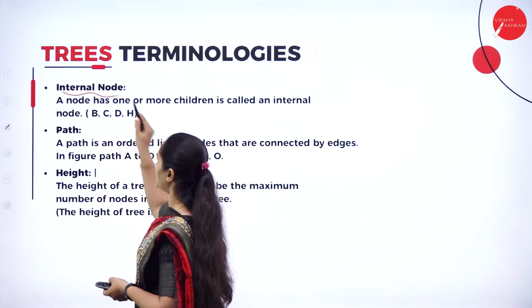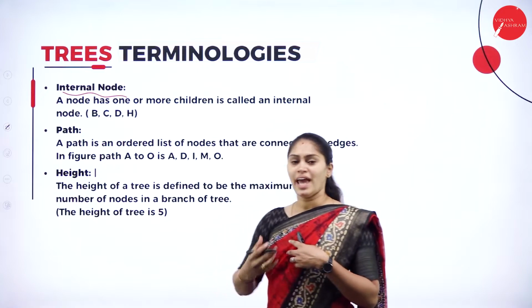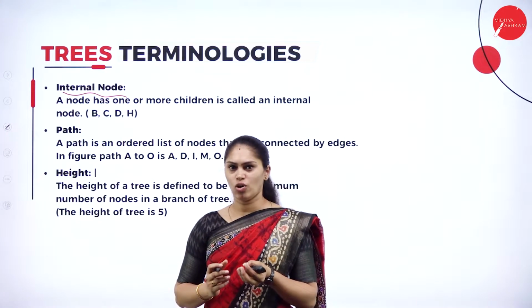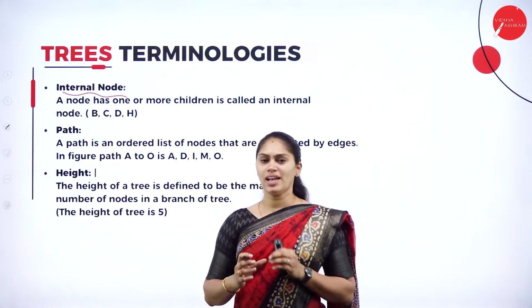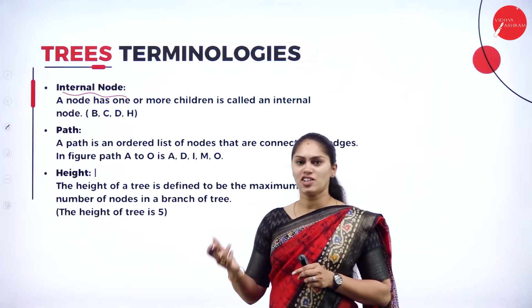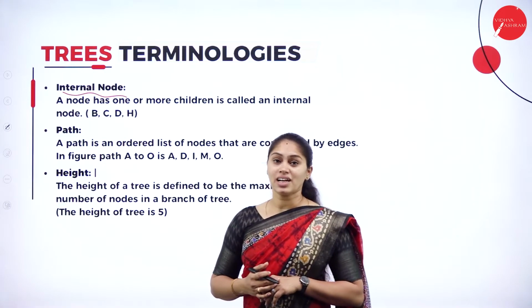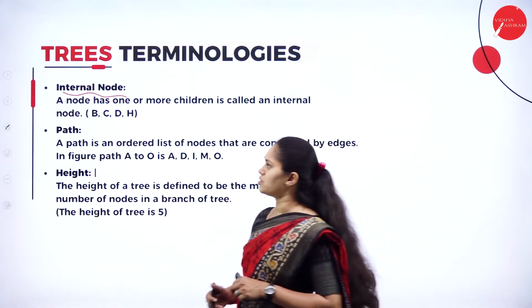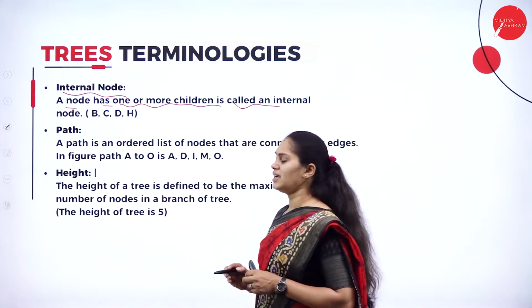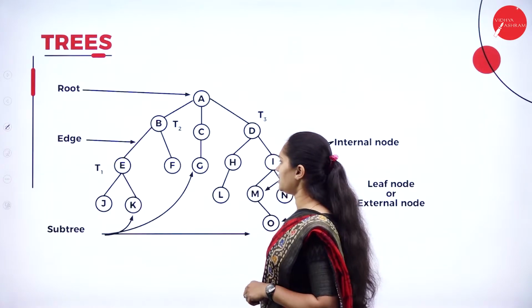Next we have an internal node. It is just the opposite of an external node. If a node doesn't contain any child or children in the tree, then we call that node an external node. If it has a child or children, then we call that kind of node an internal node. So here a node that has one or more children is considered as what? Internal node. Here you can see the example.